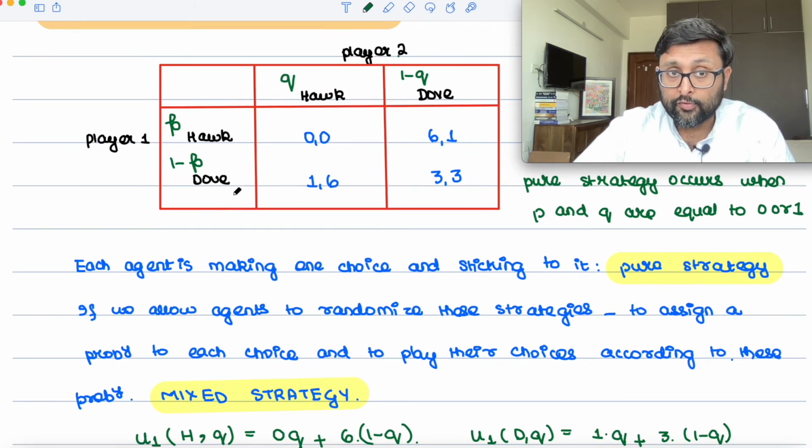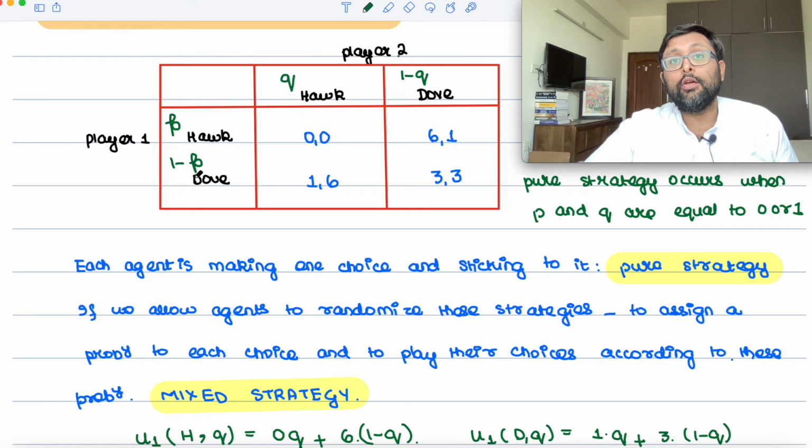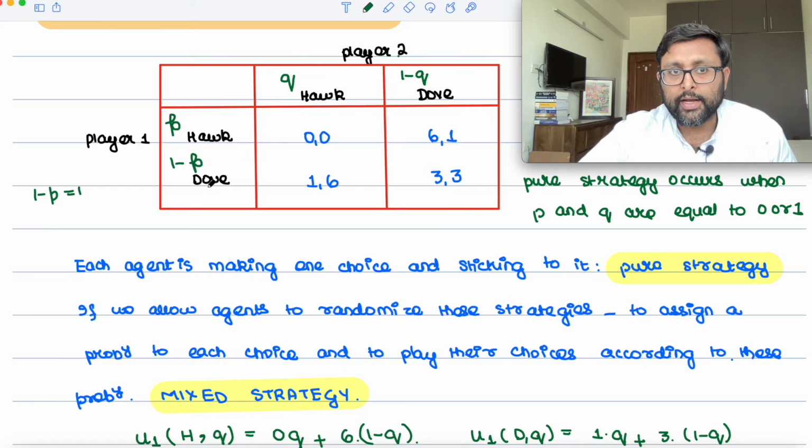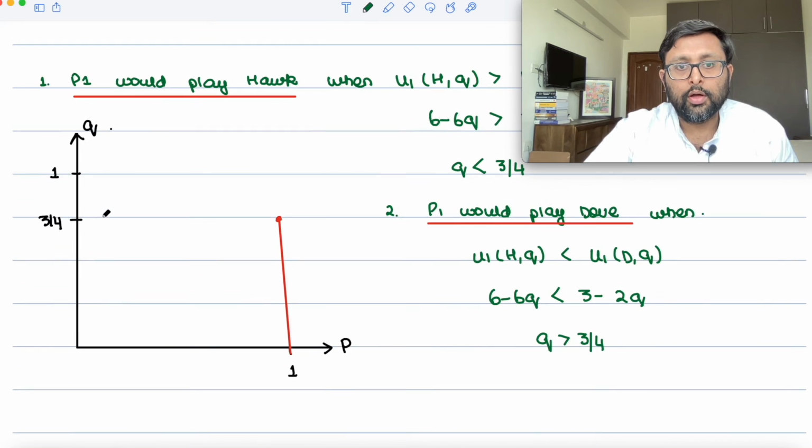When your probability of playing hawk is more than 75%, my utility from playing dove is more than my utility from playing hawk. So I'll be playing dove only. If I play dove, it means the probability of playing hawk is 0. So basically 1 minus p is equal to 1, this probability is 1, playing dove. But 1 minus p equals 1 means p is equal to 0. So having said that, how do you write this? When q is greater than 3 by 4, p is going to be 0.